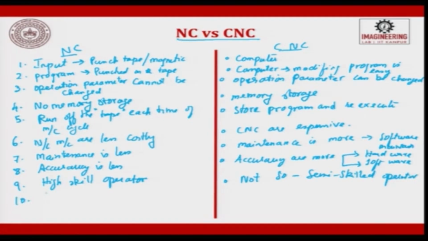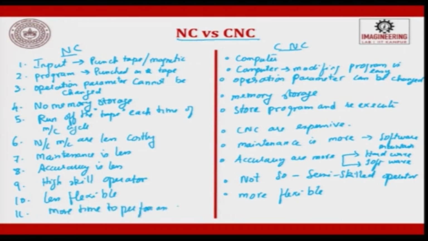Tenth, NC is less flexible, here it is more flexible. And the last point, 11th point, NC takes more time to perform an operation, here less time is required. Okay. So, these are the comparison between NC and CNC machines.